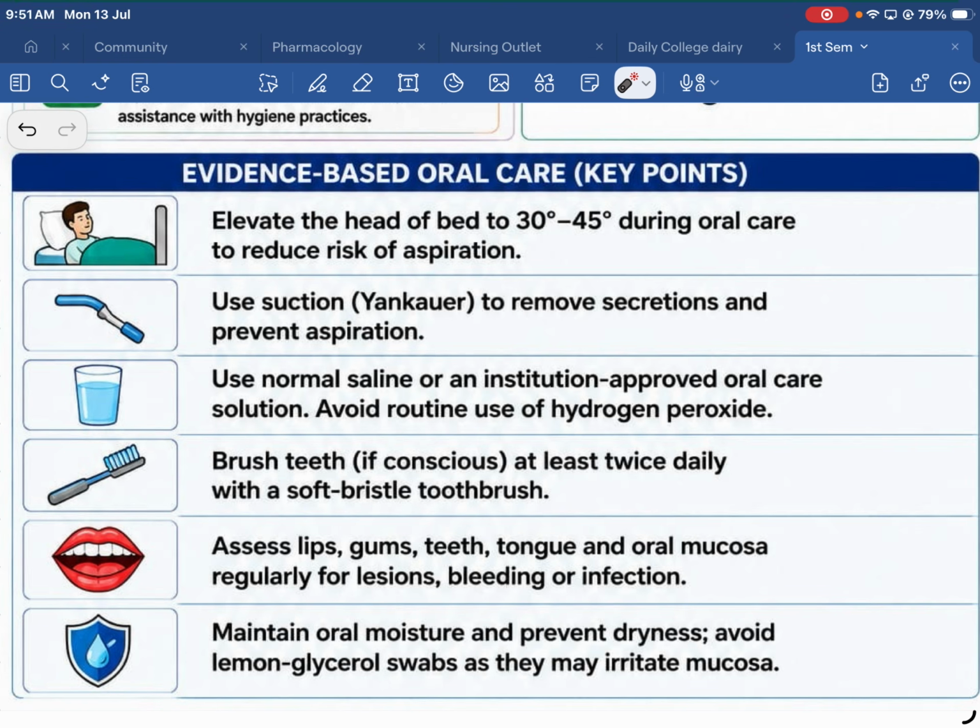Are you understanding? Next, assess the lips for cracks, assess the gums for infection, assess the teeth for caries, assess the tongue for infection, and assess the oral mucosa for any ulcerations. Next, use a soft bristle toothbrush, and you need to brush like this, from the gum edge to the tooth edge. So, assessing the lips, we have finished.